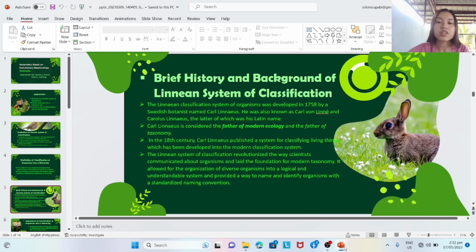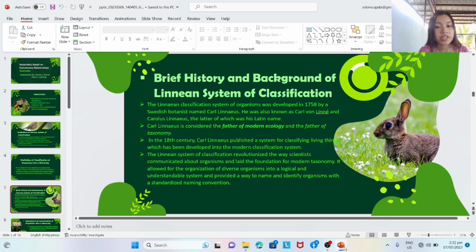Next is a brief history and background of the linear system of classification. The linear classification system of organisms was developed in 1758 by a Swedish botanist named Carl Linnaeus. He was also known as Carl von Linné and Carolus Linnaeus, the latter of which was his Latin name. Carl Linnaeus is considered the father of modern ecology and the father of taxonomy.